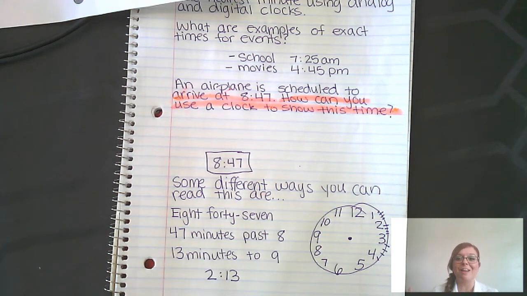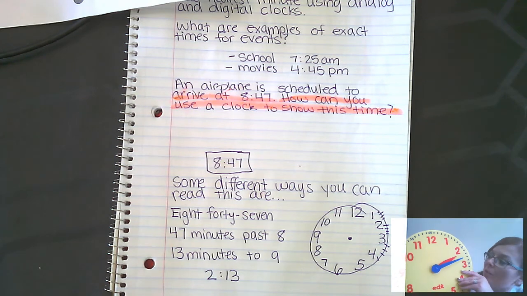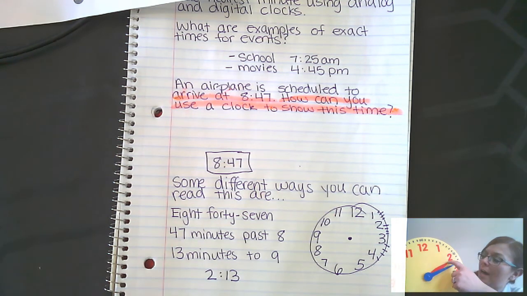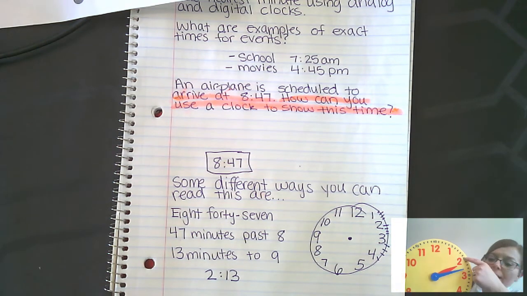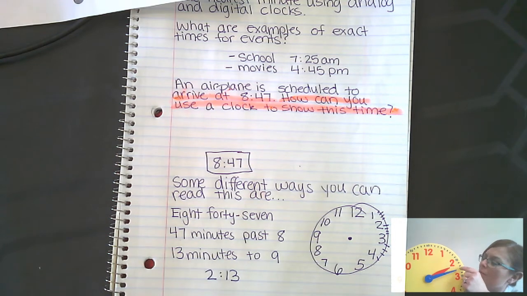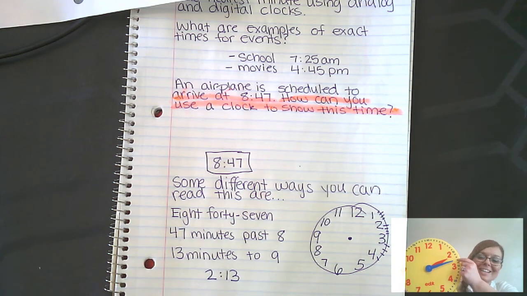All right, I'll give you 5 more seconds. Okay, this is 2:13. So let's go ahead and count. 2 o'clock is the hour, and we are at 10. I counted 5, 10. And on the little lines are going to be the minutes. Ready? 10, 11, 12, 13. All right, give yourself a hand if you got it right.